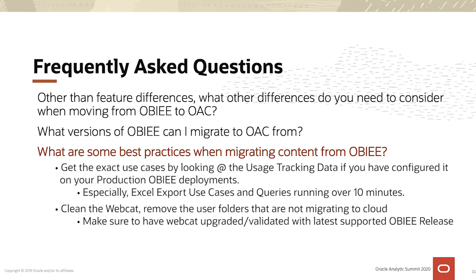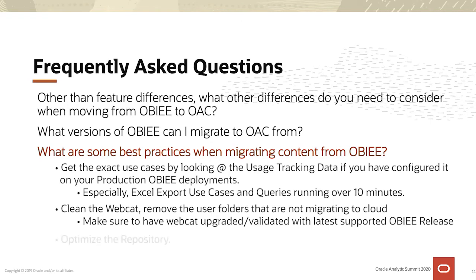Also, one of the issues that we have seen in the past is that some customers are not upgrading when they're migrating from 11G to 12C, or they are not upgrading their WebCat with the latest version. And that will also cause some issues when migrating the content over to OAC.